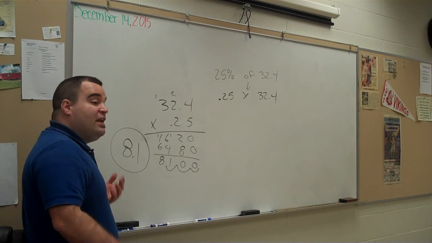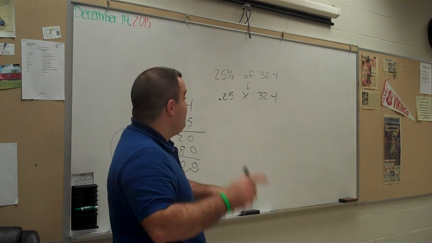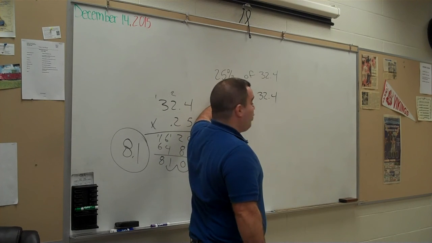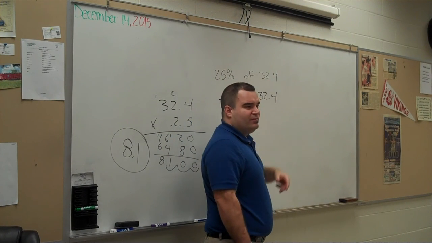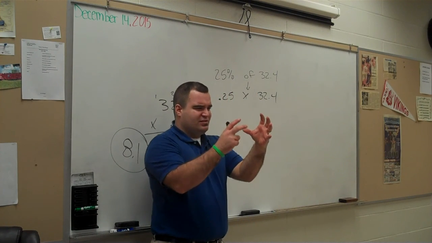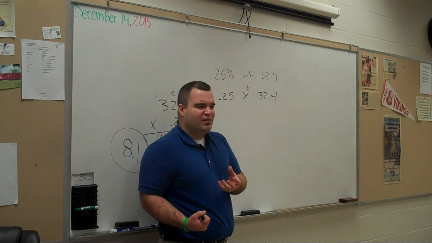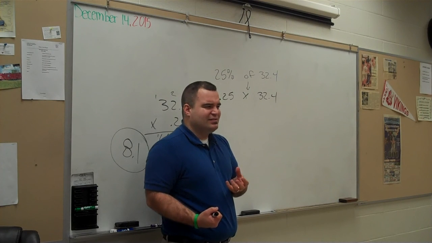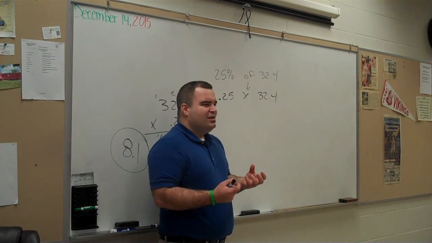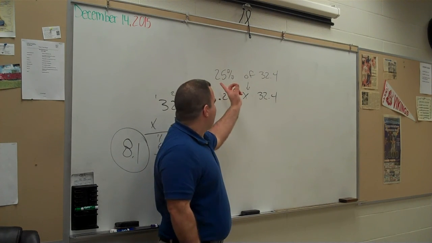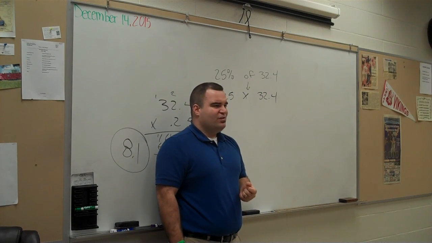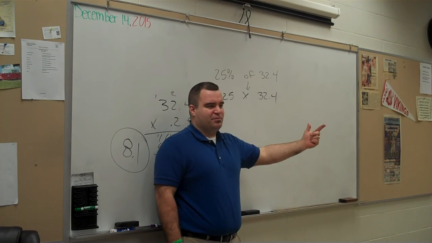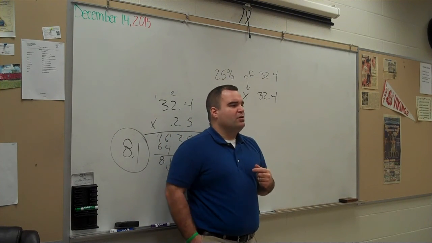Now, if you get 81, here's how you can double check. 25% is 1/4. If I have $1, 25% is 25 cents. It's a little bit. Could I get 81 if I'm taking a little bit of this number? The only way I can do that is if it was more than 100%. Questions?